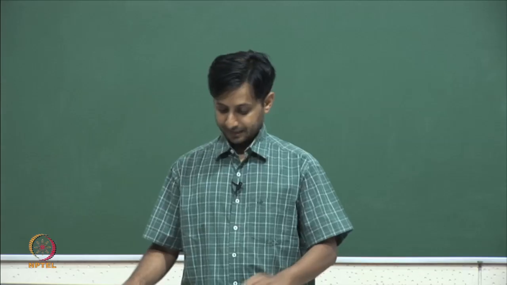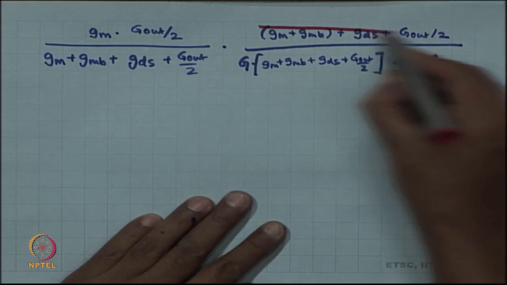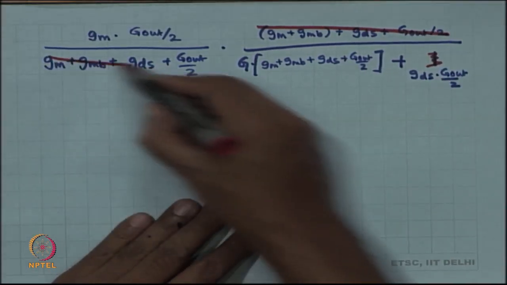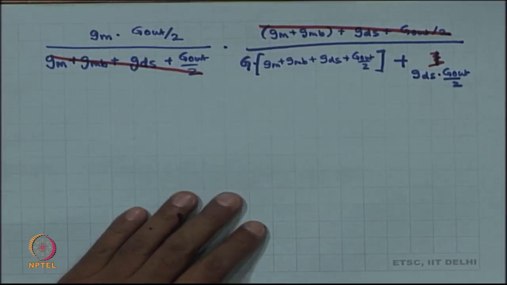All right, and then you are going to have some cancellations. This entire numerator will cancel out with this entire denominator. Okay, that is number 1.